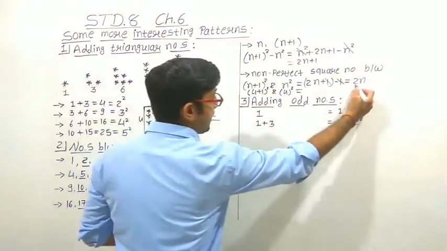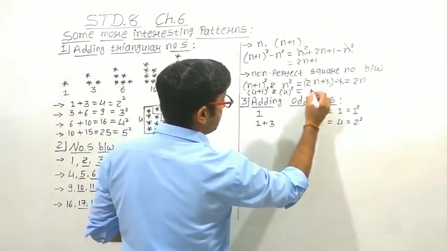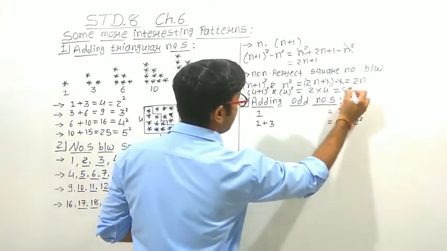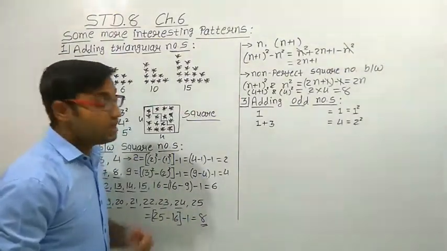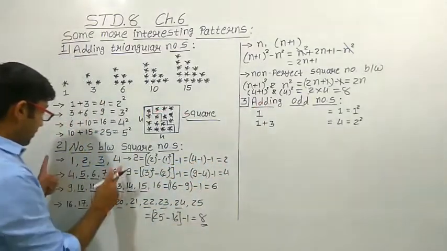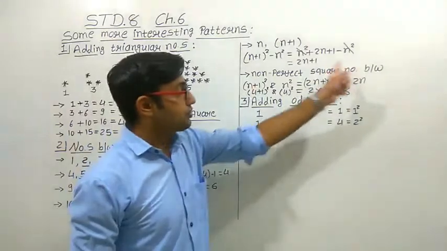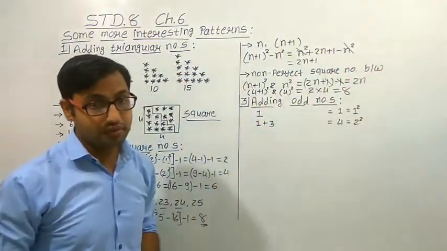So how many numbers we get according to this formula? 2n, that is 2 into n, that is 4, and 2 4s are 8. And see, here what we get? 8. So in this way, you can apply this formula in all these numbers and find out how many non-perfect square numbers are there in between two perfect square numbers.